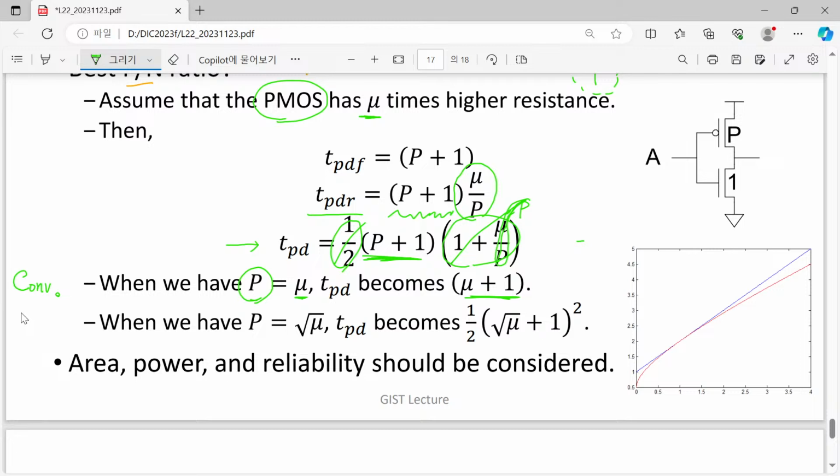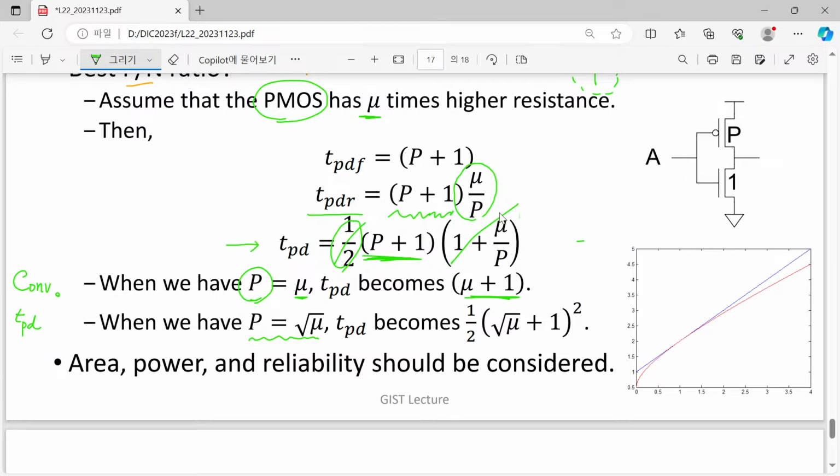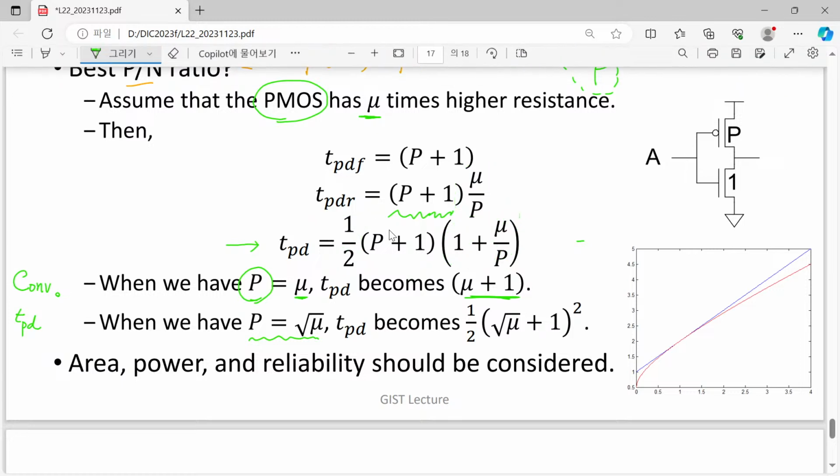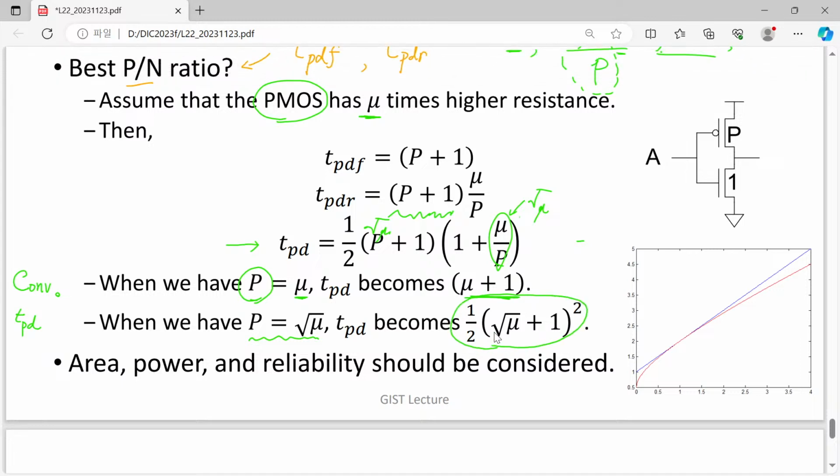And here, in order to minimize this TPD, we have introduced a seemingly quite strange condition. If we introduce this condition into it, then now it becomes just 1 plus root mu, and this one becomes also 1 plus root mu. So our answer becomes this one. This is the propagation delay if we take this scenario.